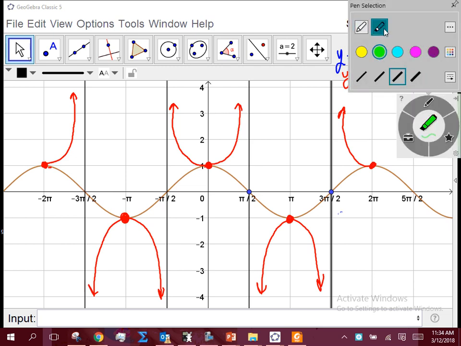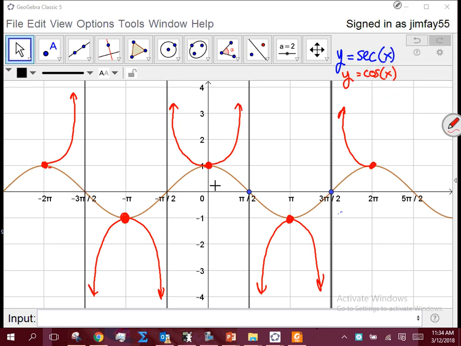And now our period would still be, what was the cosine's period? 2 pi, right? Do you see that the secant's period is still 2 pi? Because if I look at the curve in between that purple region, it's going to repeat itself.